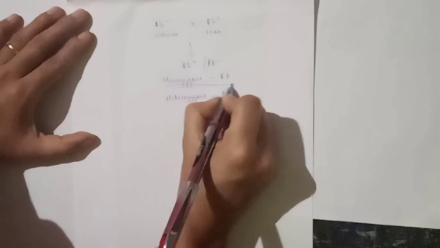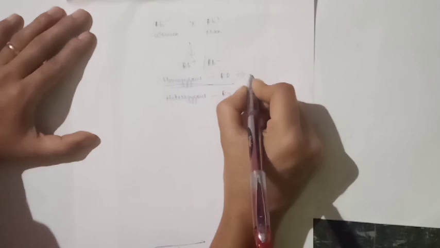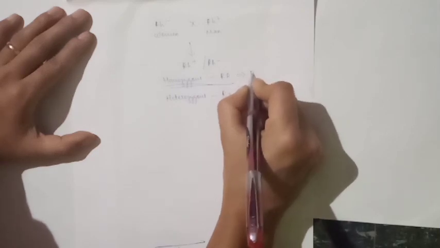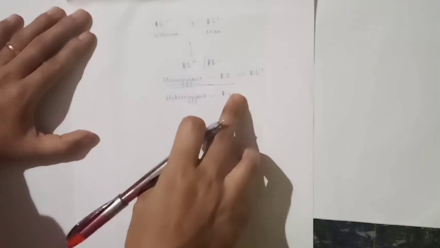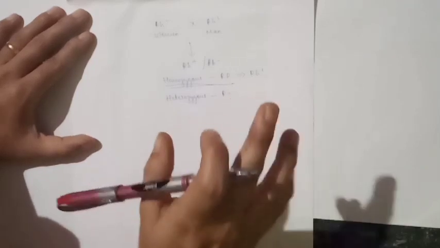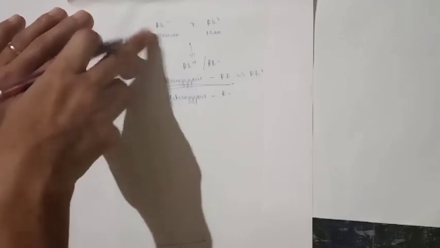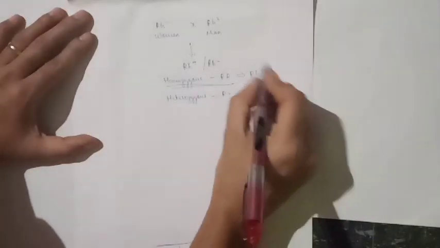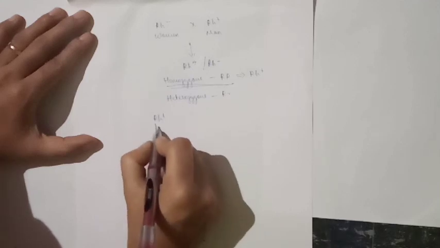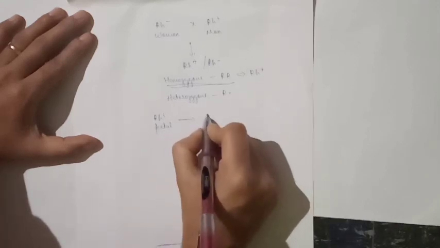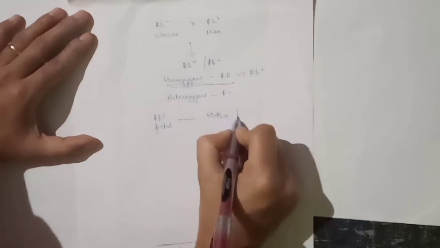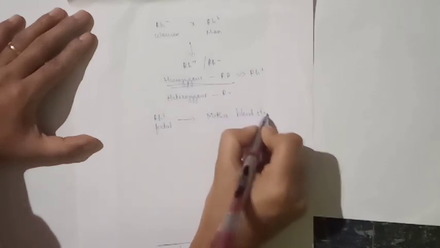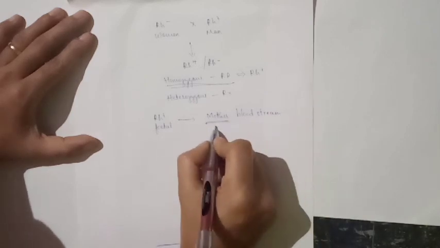Consider the father is homozygous. Then all their children are Rh positive. Now consider during the first pregnancy of this woman, if by chance Rh positive fetal blood enters into the mother's bloodstream, then the mother's blood becomes sensitized.